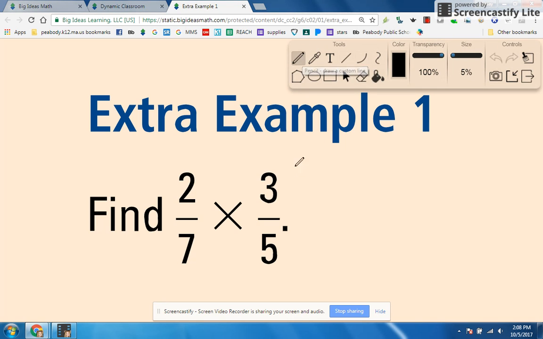So for this one, I'm just going to do 2 times 3, which is 6, 7 times 5, which is 35. And that would be your final answer. If you can simplify it, you should, but right now we actually don't have to. It's good to go. So you just multiply the numerator times the numerator, write that answer, and then the denominator times the denominator, and write that answer.